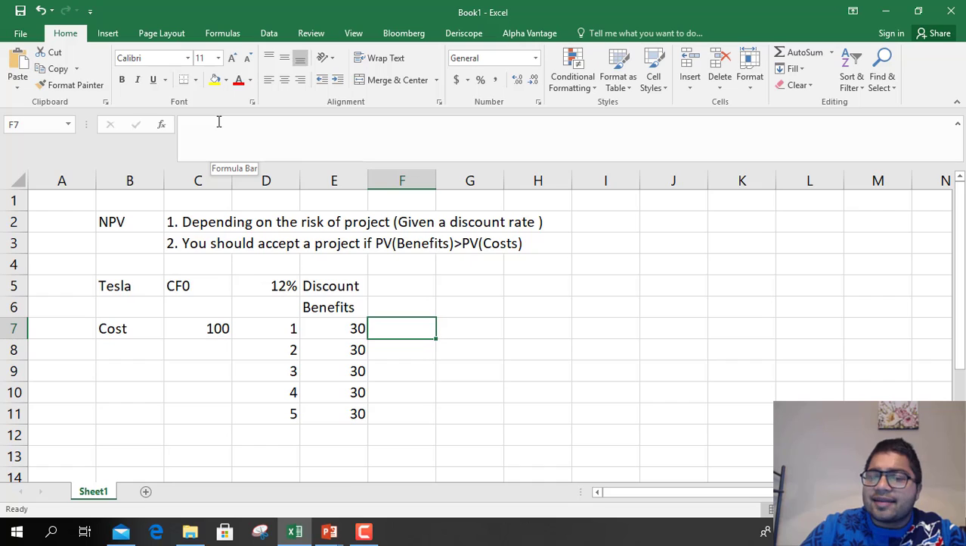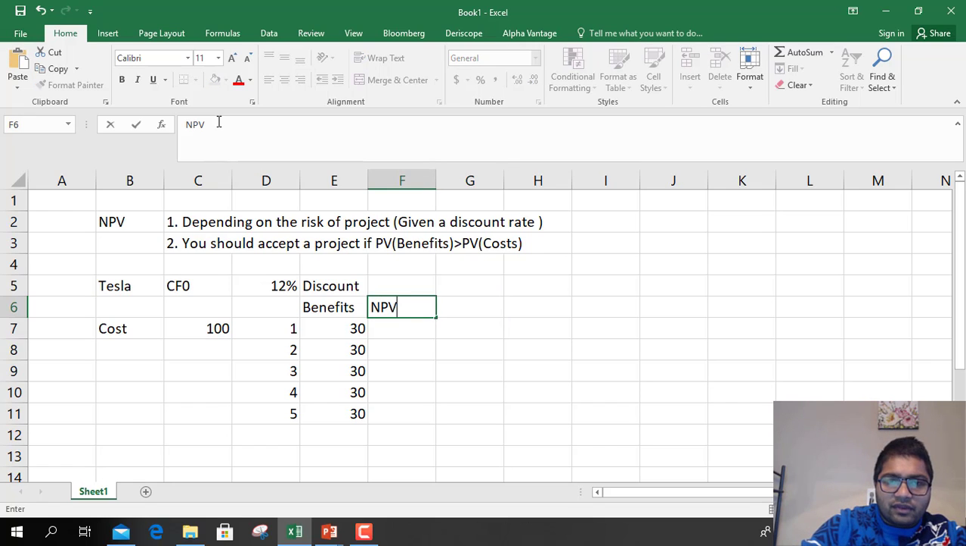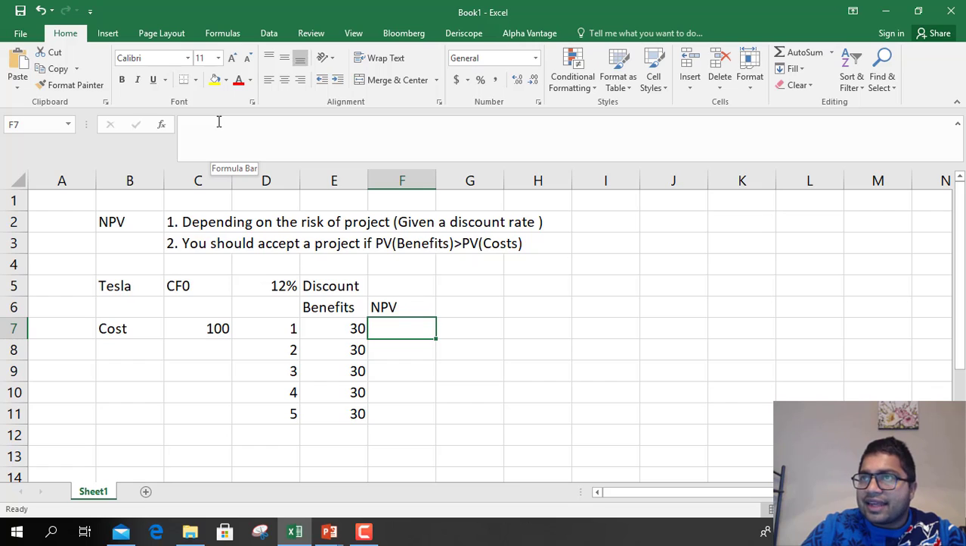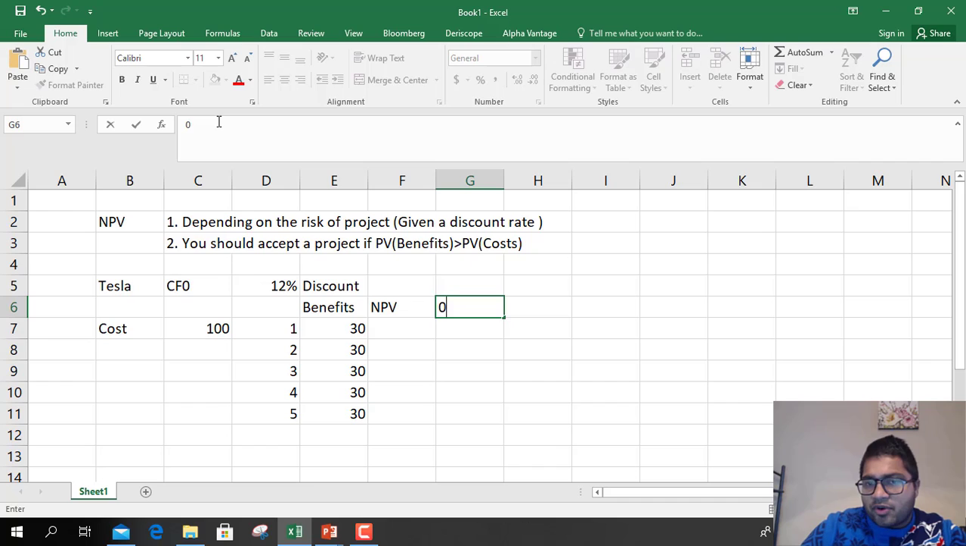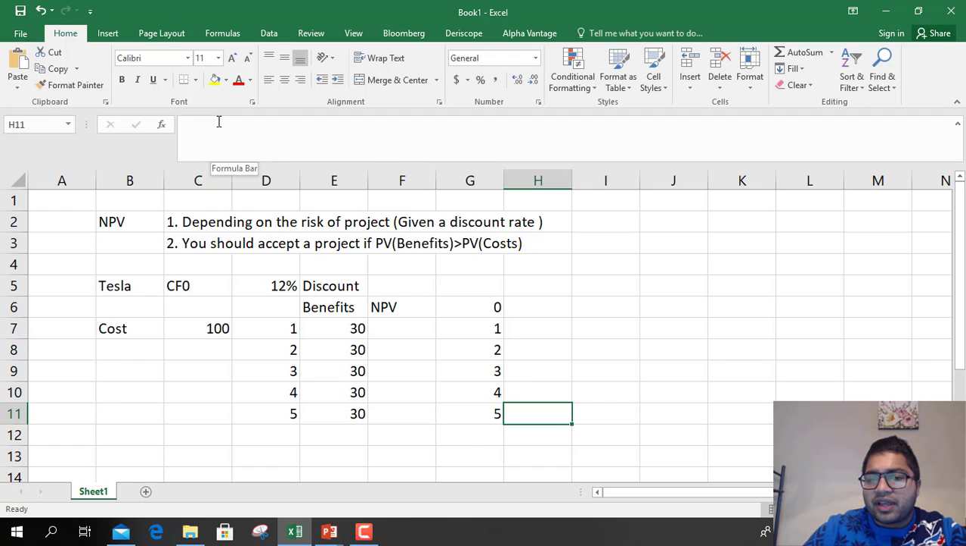So should I accept this project or should I not? How to decide? First of all, you always create an NPV profile. What is an NPV profile? It is a cash flow profile. So 0 is when the investment occurs generally, but it may not. Investment may occur anytime. So 0, 1, 2, 3, 4 and 5. It's a 5-year project.